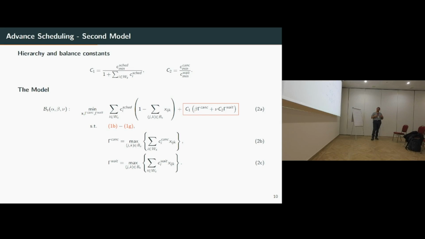So if we minimize the maximum of the sum, we are balancing. There won't be an operating room with the patients with the highest cancellation cost, because if you cancel one patient, you'll pay a lot. But if they are shuffled, you can cancel the one with the smallest cost. This is the idea of this proxy.